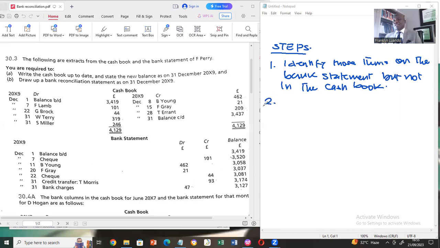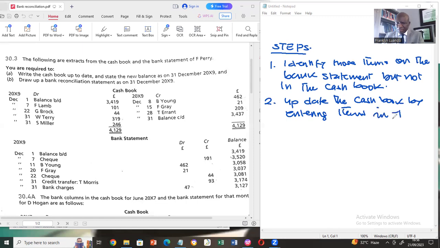In step 2, now update the cash book by entering those items identified in 1. Update the cash book by entering items in 1. The items in 1, which are here.